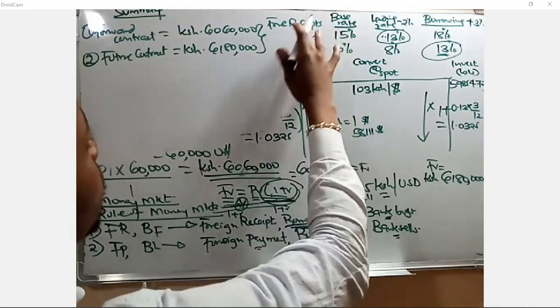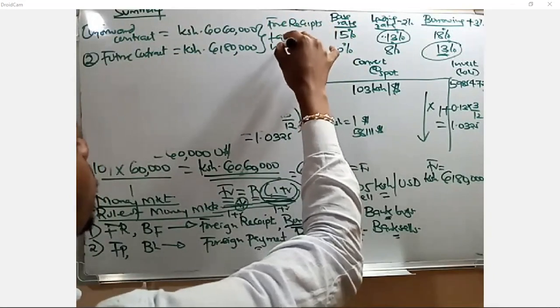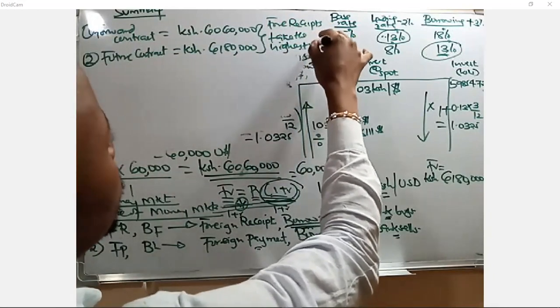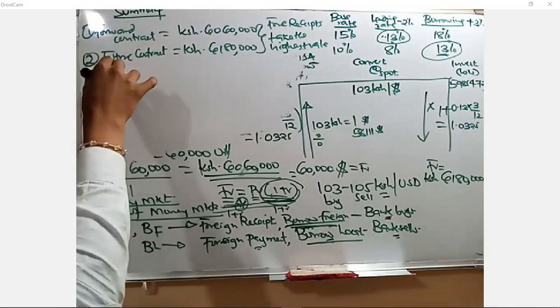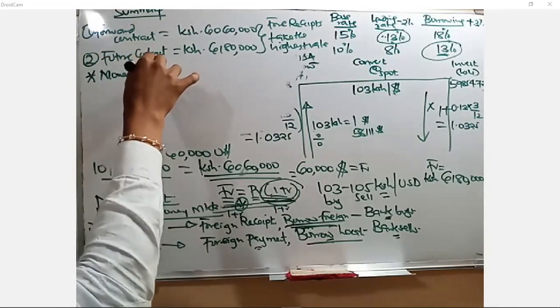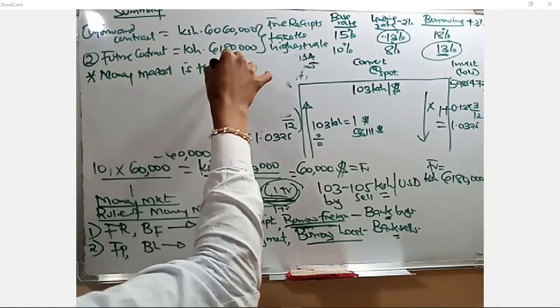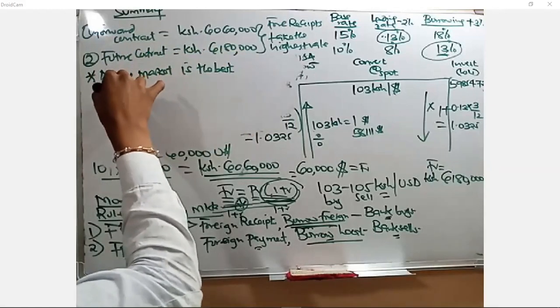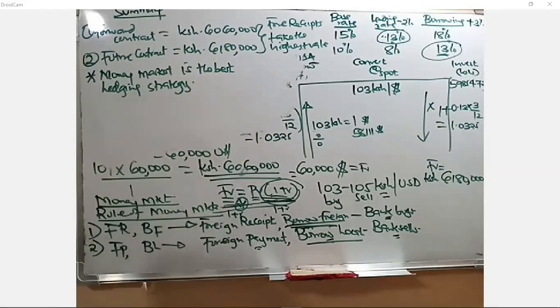I will write here a little and tell you, for receipts. Because I know even now there is a shortage of money, but for receipts, take the highest value. Because you want to receive more. For receipts, take the highest value. And in this case, you say money market. The money market is the best hedging strategy.